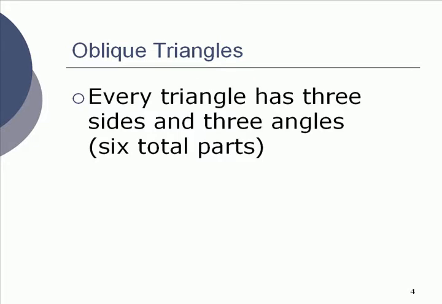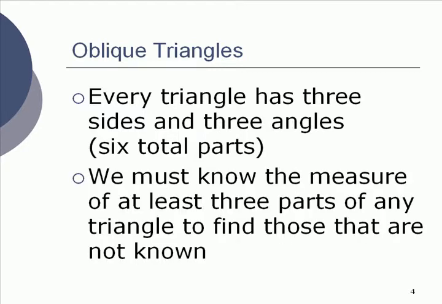Well, here's the key. Every triangle's got 6 parts, right? 3 sides, 3 angles. In general, you have to know at least 3. If you don't know at least 3, there's no way that you can define a triangle. For example, if I said I want each one of you to draw a triangle with a 45-degree angle in it and a side length of 7.2 meters, well, you could all do that, but you would not necessarily end up with the same triangle. There's hundreds of different triangles that would meet this criteria.